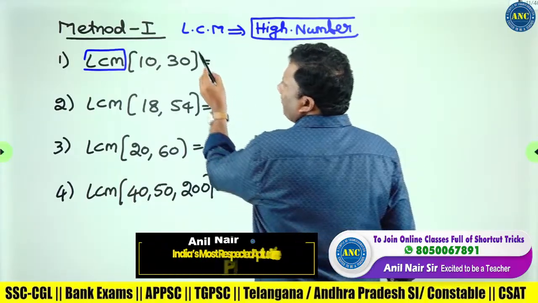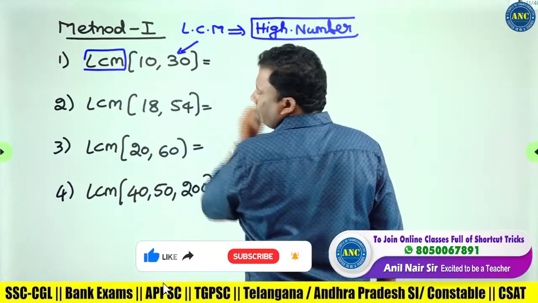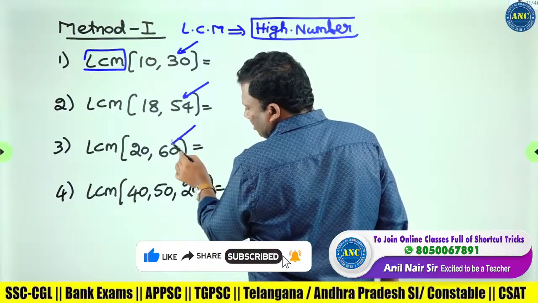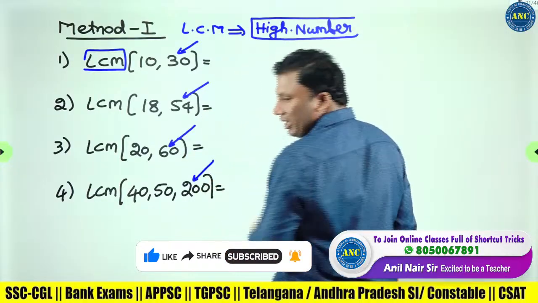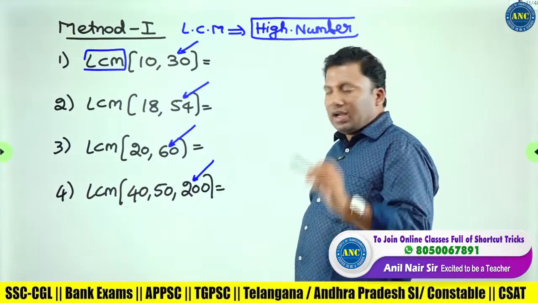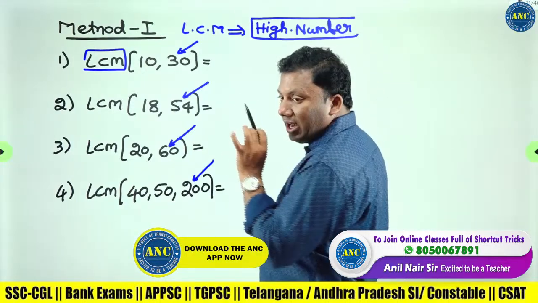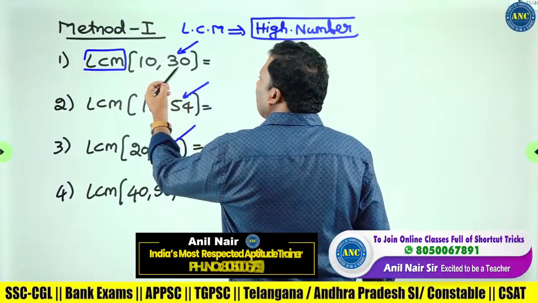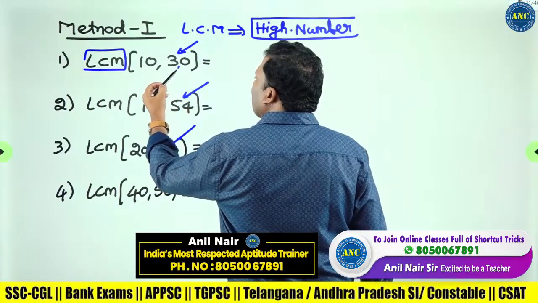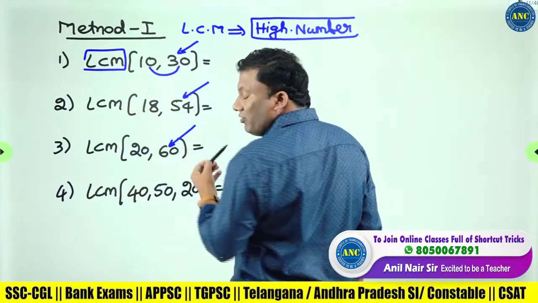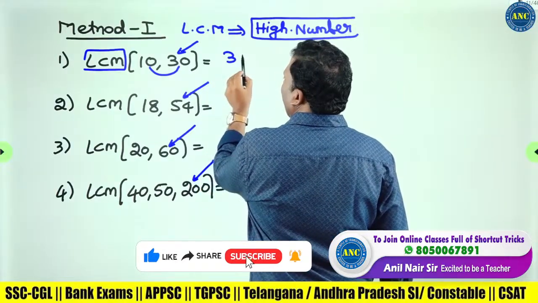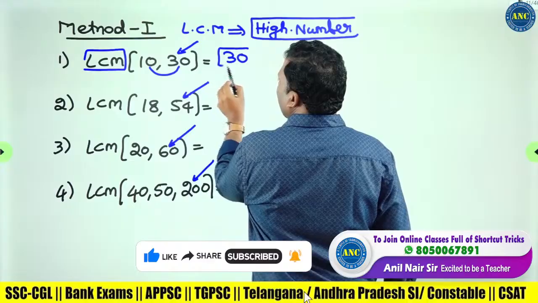Step number 1. 30 I am attacking. 54 I am attacking. 60 and 200 I am attacking. Now see, LCM means first look at the largest number. Second step, check whether the other numbers divide this largest number. 10 threes are 30, it divides.